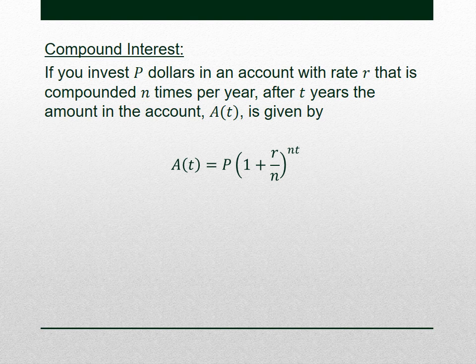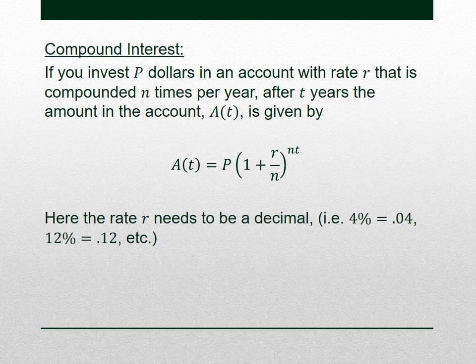It's A of T equals P times 1 plus R over N, and that whole thing is raised to the NT power. So if I give you a setup and say, I've invested this much at this rate, it's compounded this time, you just plug everything in and you'll get the amount in the future. One thing to note here is that rate, if I say it's 4%, you've got to plug it in as a decimal, 0.04. 12% would be 0.12, etc. So that rate has to go in as a decimal.